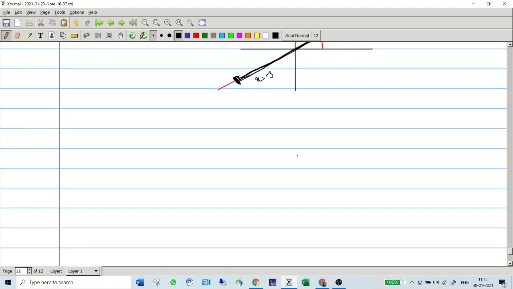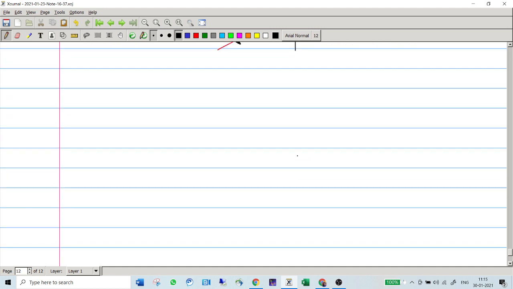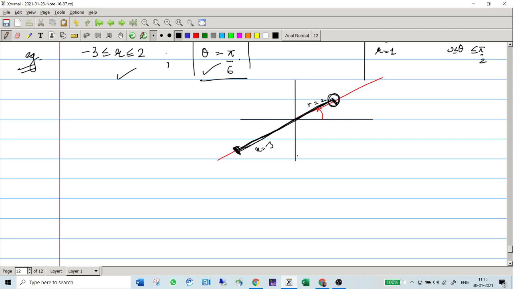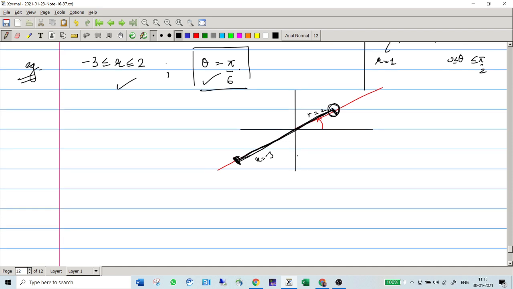Got it, ma'am. One more thing, ma'am: do we have to make the graphs using exact measurements or just a rough sketch? You can give a rough sketch, but it should look like an actual graph. You don't have to use the protractor or the compass, anything. Give a rough sketch, but it should convey the idea. Okay, ma'am.